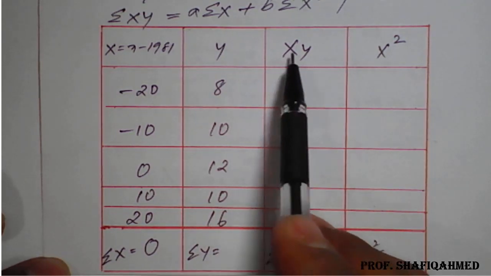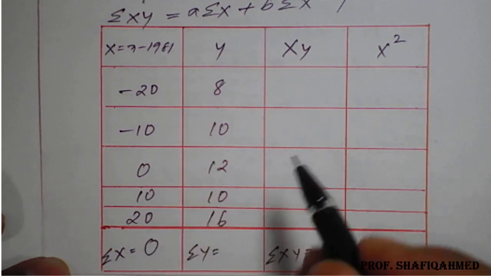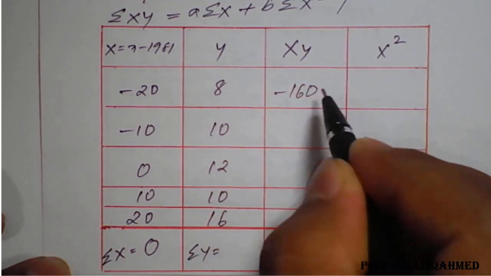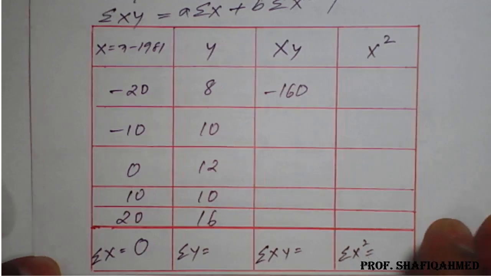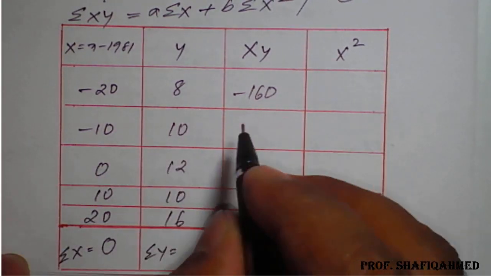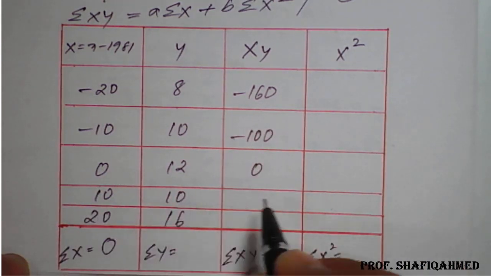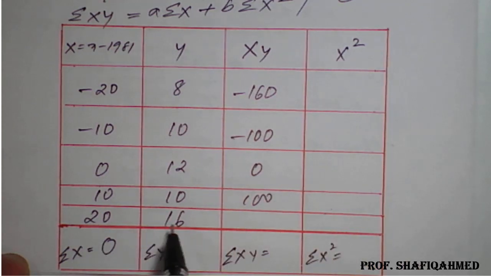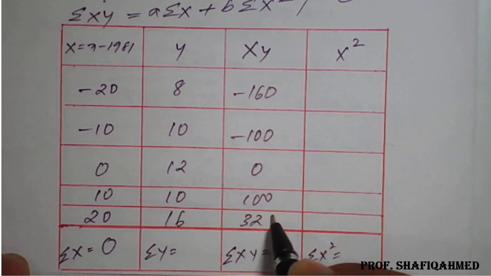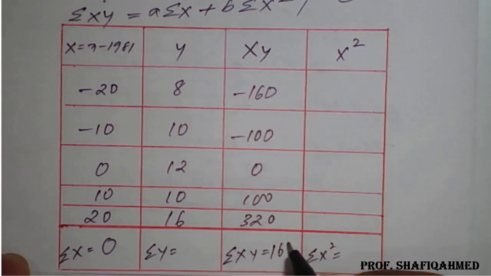Fine. Now capital X into small y: minus 20 into 8 is minus 160. Then minus 10 into 10 is minus 100. 0 into 12 is 0. 10 into 10 is 100. Then 20 into 16 is 320. So we add these values and we get 160.